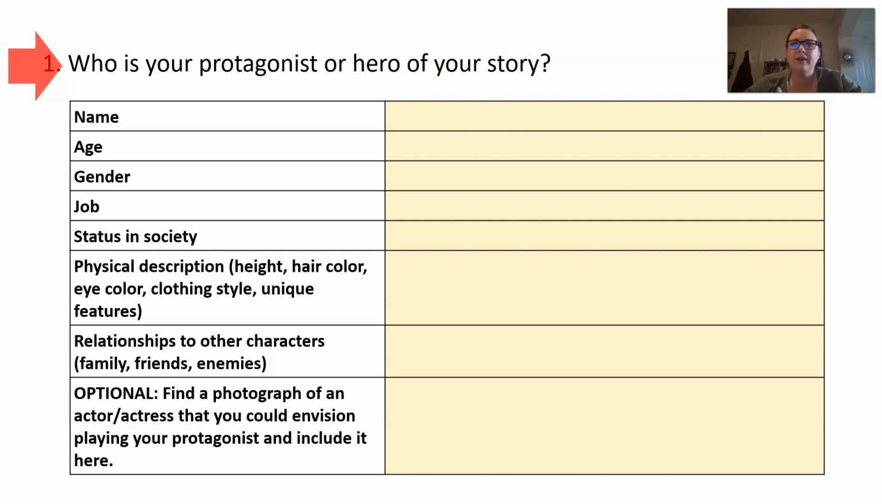And then it always helps me to visualize. So if it helps you to visualize, you can find a picture of an actor or actress that you could see playing your protagonist, like casting them in that role.